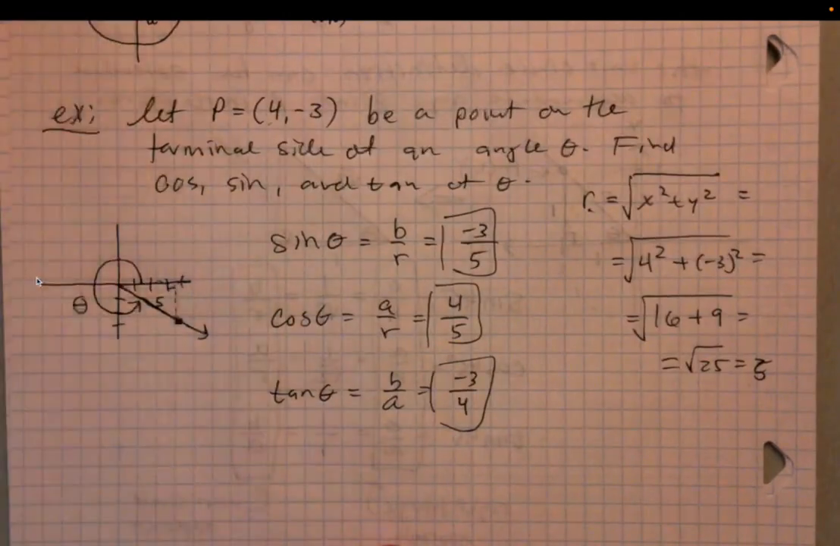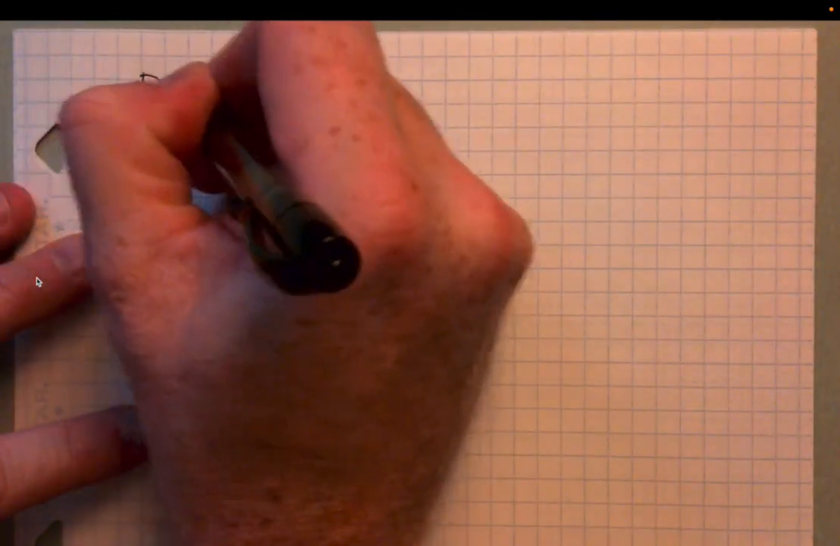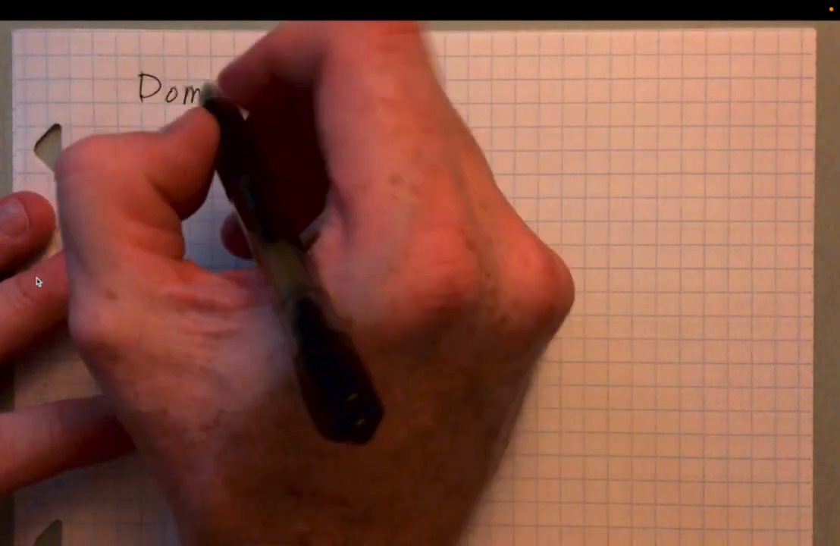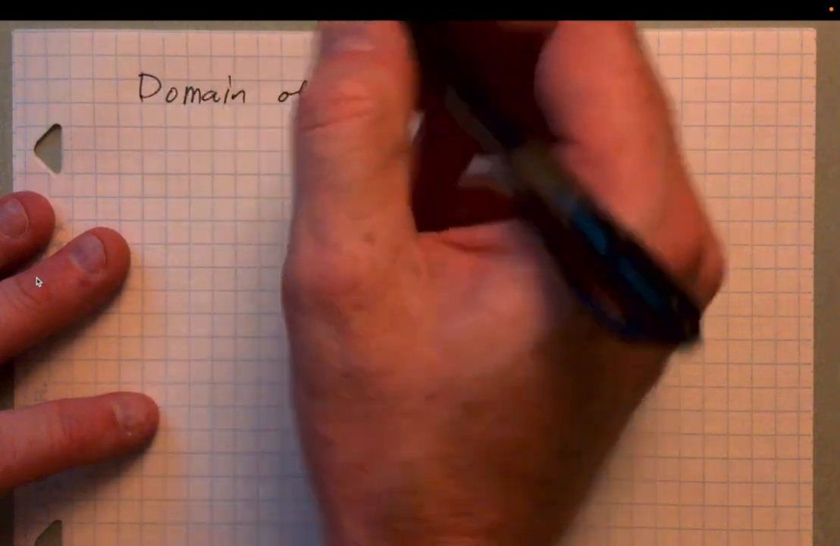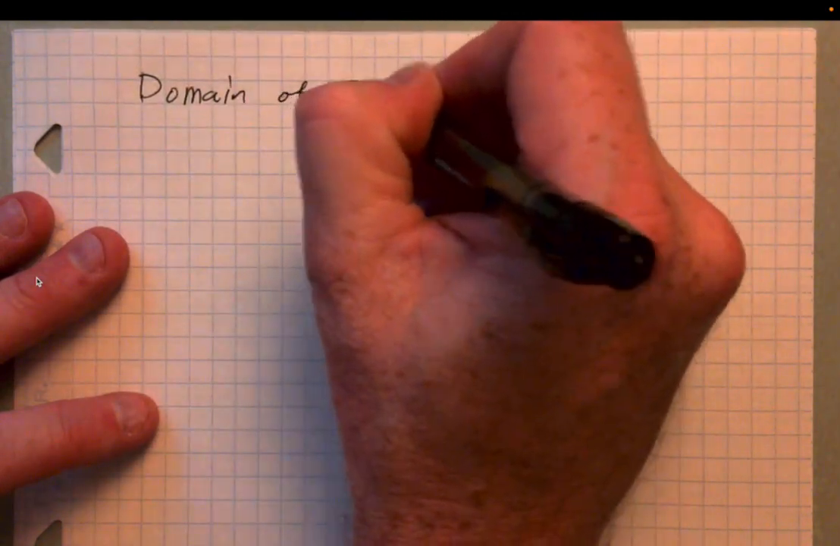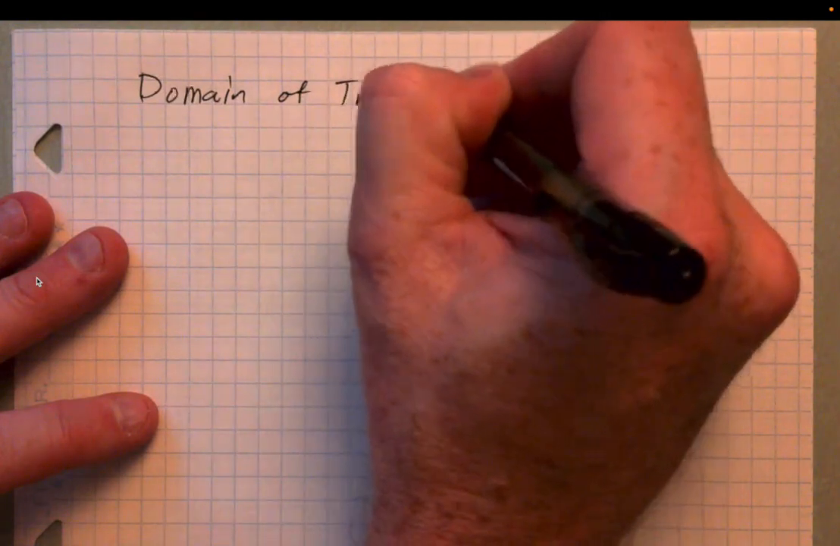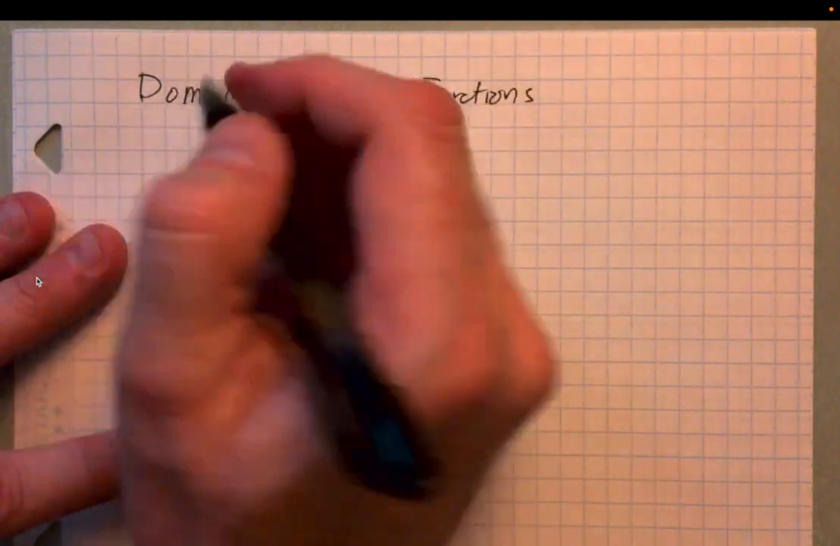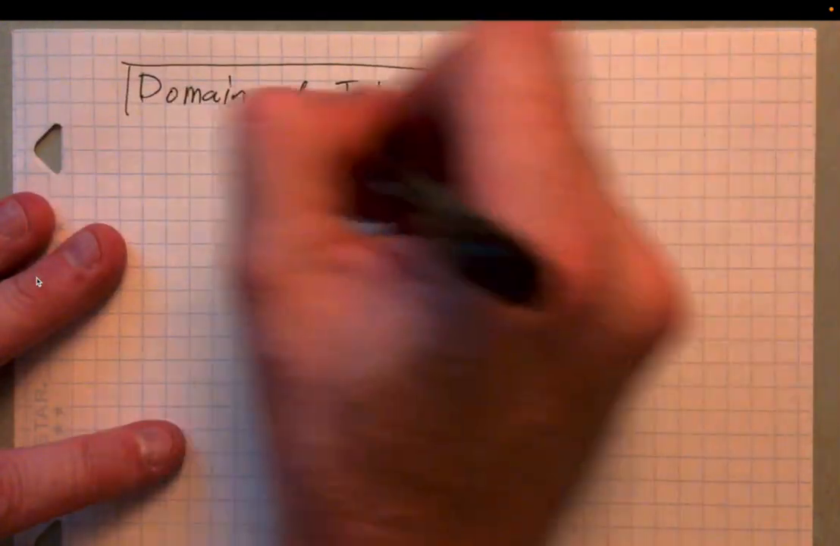Let's shift gears now. I want to start talking about some of the properties of the trig functions. We're going to start with an informal discussion about the domain of the trig functions. We'll get into the domain with more rigor later when we start graphing the trig functions, but I just want to introduce this idea a little bit before we get fully into graphing them. Domain of trig functions, and the range. Well, I'll start with just domain.